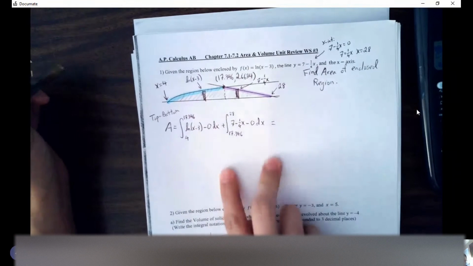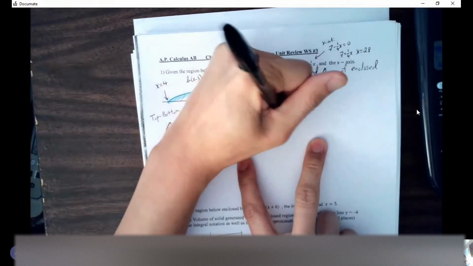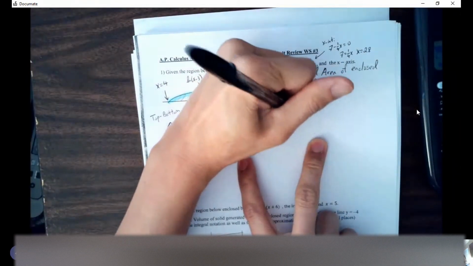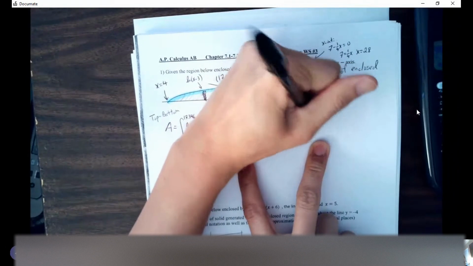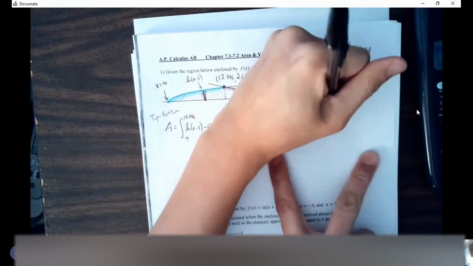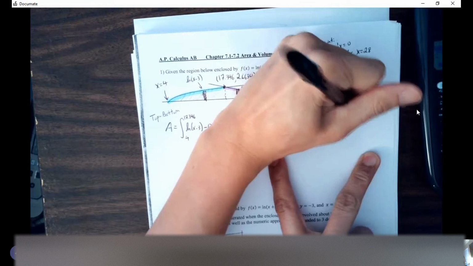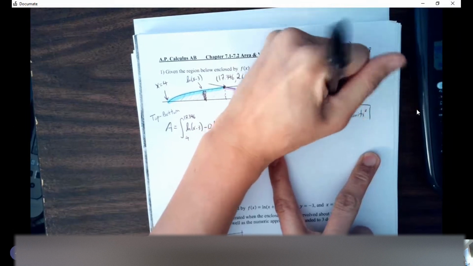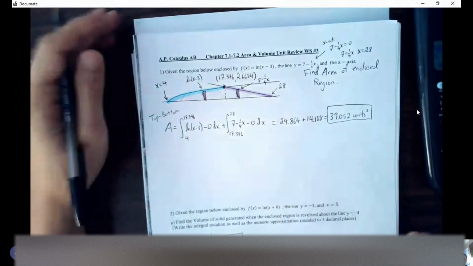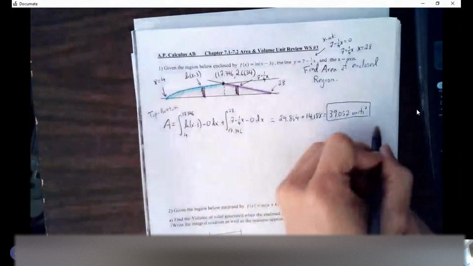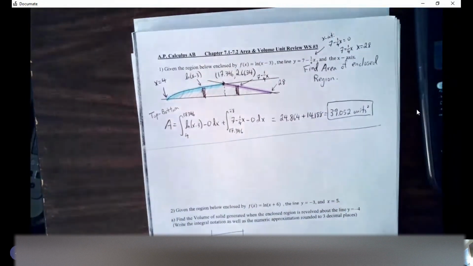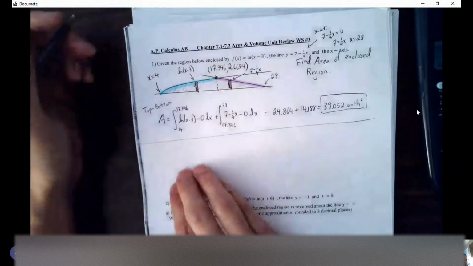Okay, enter those in the calculator. We'll get 24.864 plus 14.188 units squared. All right, any questions there for top minus bottom?